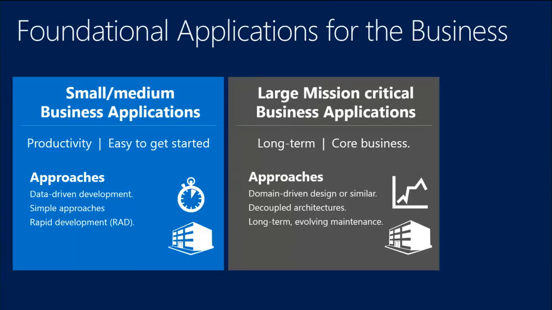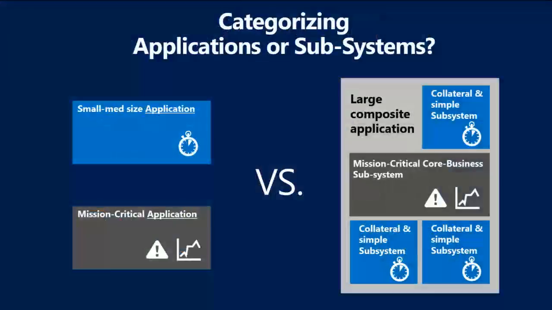On the other hand, if you want to build a large mission-critical application with a lot of business logic in it, the approaches probably should be different. You could use domain-driven design or a similar approach, decoupled architectures, and like I said, your priority is more about long-term maintenance. You want it to be agile, but not just at the beginning, but also in the long term, because your application is going to be evolving all the time.